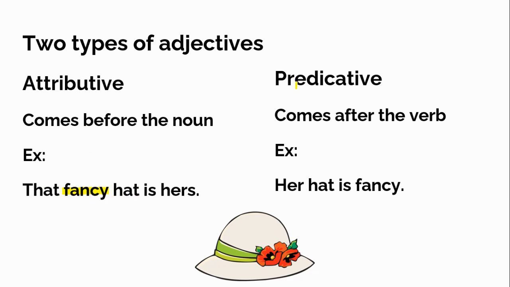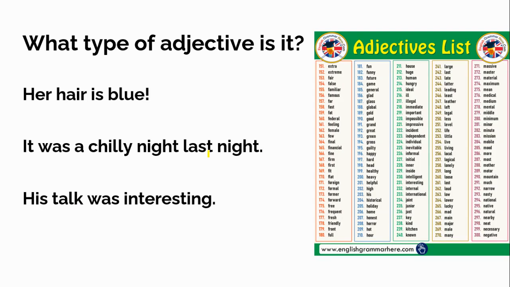The second type of adjective we have is predicative. Predicative adjectives come after the verb. As we can see in this example, her hat is fancy. Hat here is our noun, and fancy is the adjective describing the noun. In between the noun and the adjective is a verb, is. We can see that fancy, our adjective, is coming after the verb, so we know it's a predicative adjective.